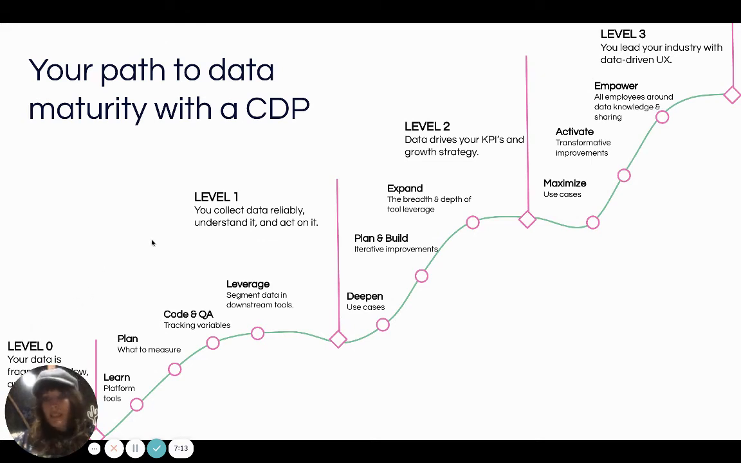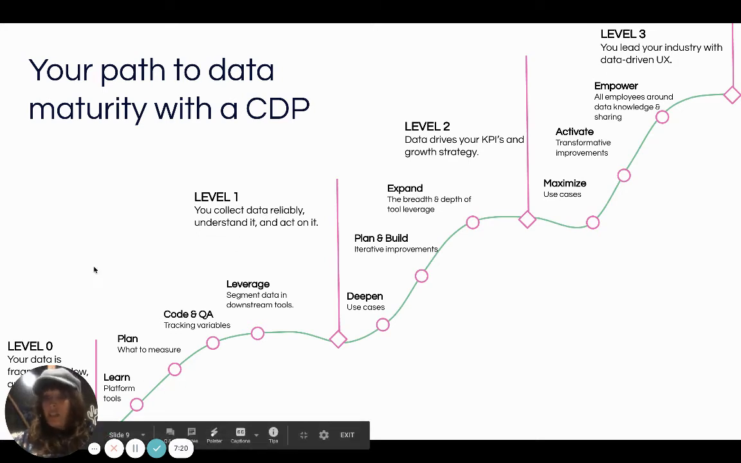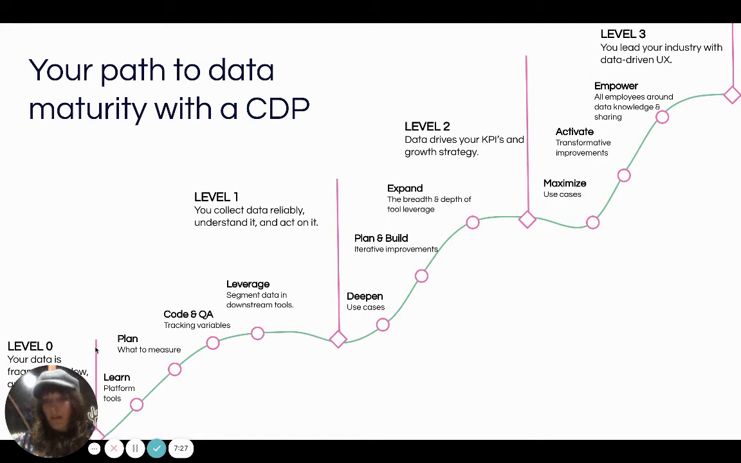To get to the next stage, where you can collect data reliably, understand it, and act on it, you're going to need to integrate some platform tools like Segment or another CDP platform. Create a plan on what exactly you want to measure. Once you understand what you want to measure, what are your important KPIs? What are your important hypotheses? What do you want to experiment with and change? You need to know what those variables are to start tracking.